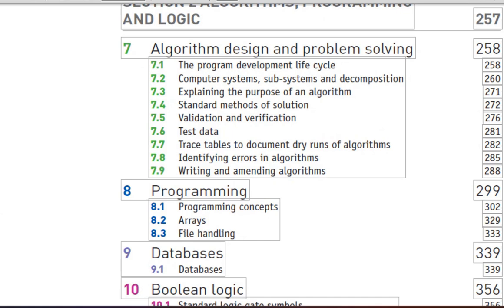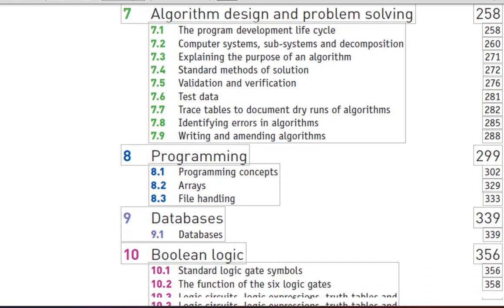When we talk about errors in algorithms, when we make algorithms, there is a chance that this flowchart or this pseudocode may have some errors. So in this section we will talk about errors in algorithms, and then we will talk about writing and amending algorithms.